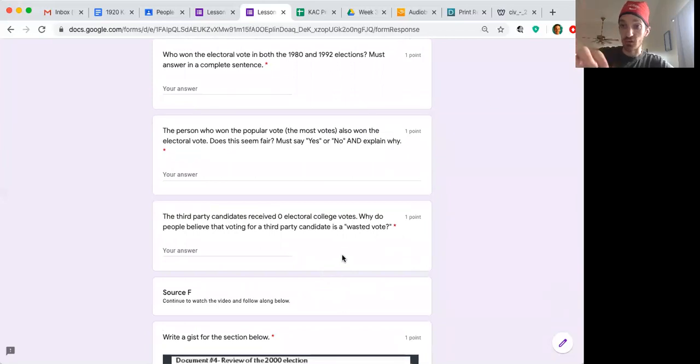Last question for this source, then we're going to move on. The third party candidate received 0 Electoral College votes. In both cases, the Electoral College vote, 0 for the third party candidate. Why do people believe that voting for a third party candidate is a wasted vote? Think about those people who voted for those persons. They received 0 Electoral College votes. Why do they believe that it was a wasted vote? Answer in a full and complete sentence.